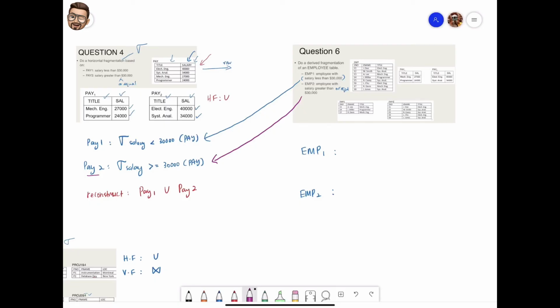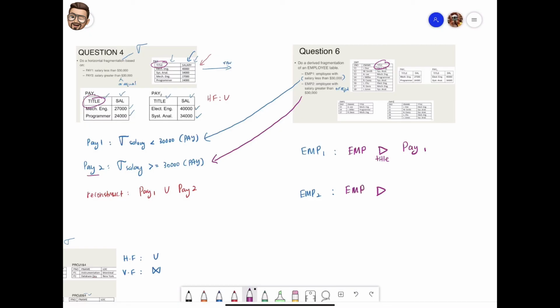We can do derived horizontal fragmentation. Derived horizontal fragmentation will use semi-join. So what do we want over here? We want employee. So we want the employee table derived with salary less than 30k. What is it that is less than 30k? Pay 1. So what is the join condition here? Title. We have title over here and title over here. So employee derived with pay 1. Then the second one, what do you want? Employees.